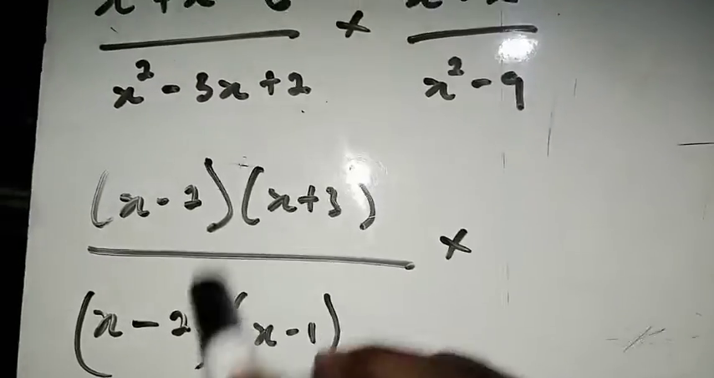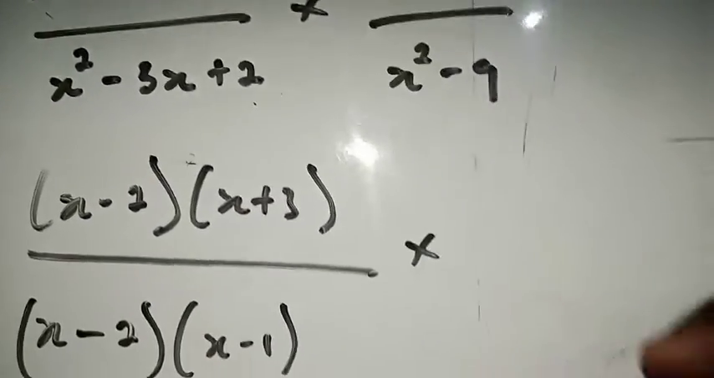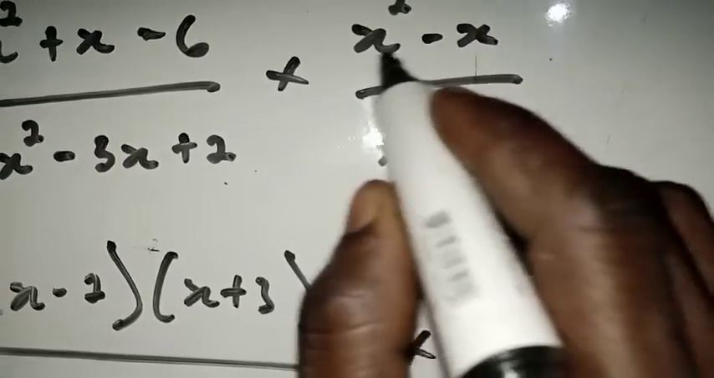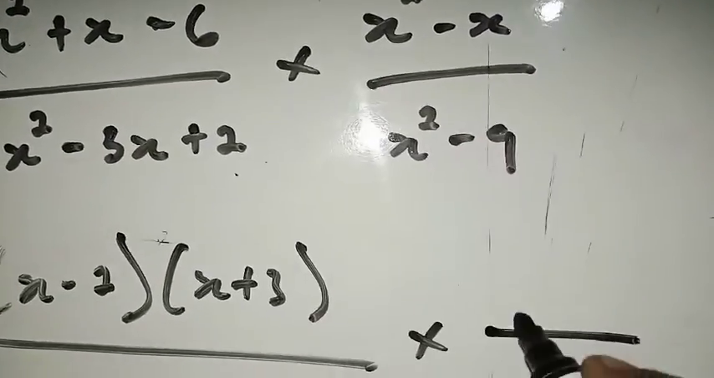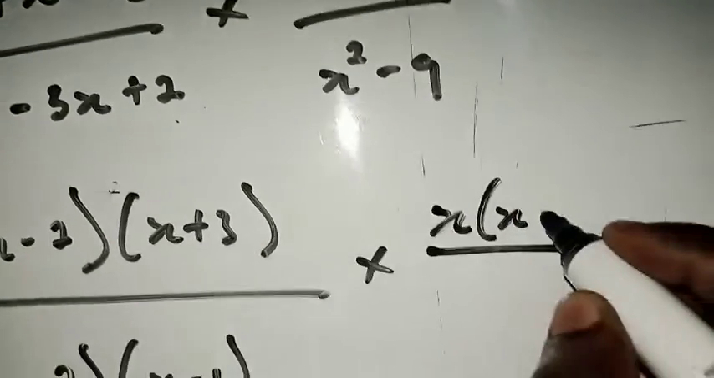So this is what I had for the one down here. So multiply by, now we are on these two. Okay, here we can factor out the x, right? So we can bring the x out, and then here you are having x, and then we are left with x minus 1.